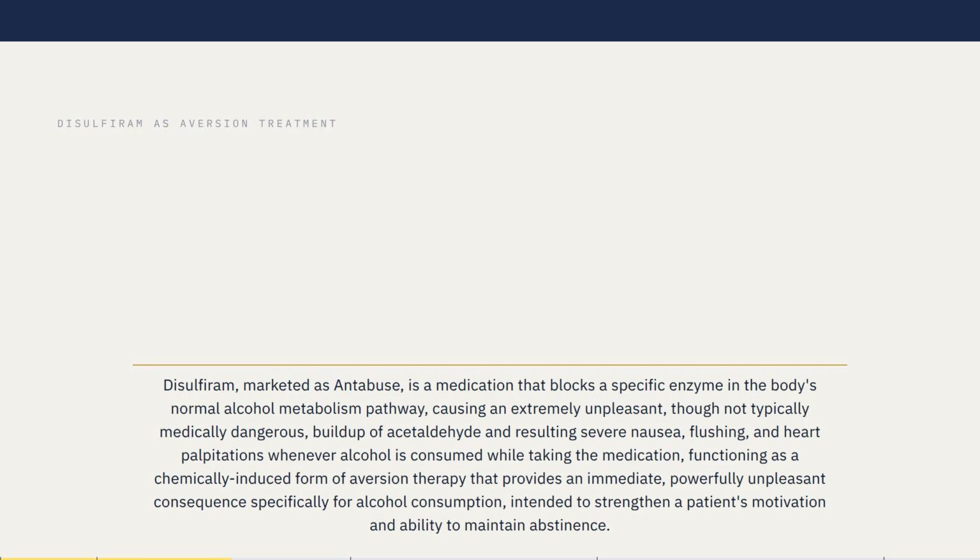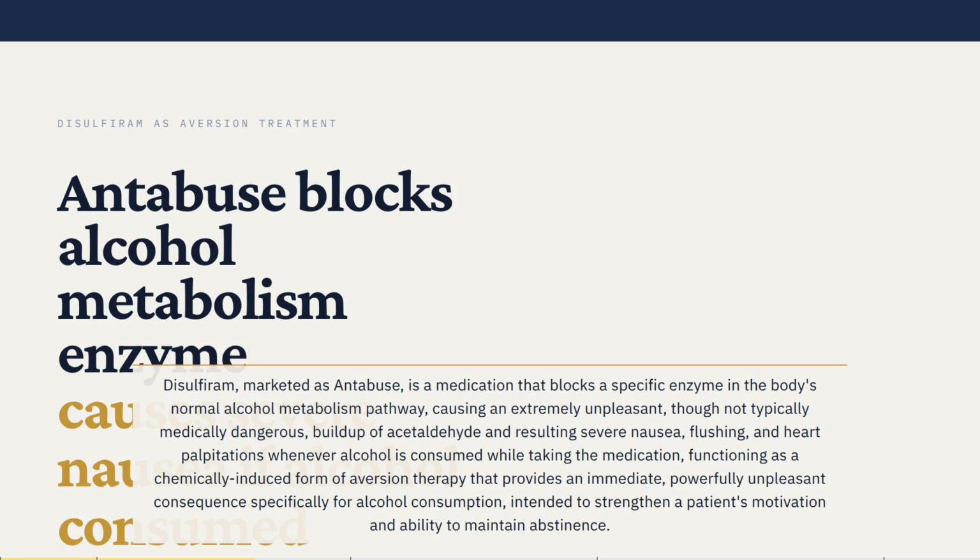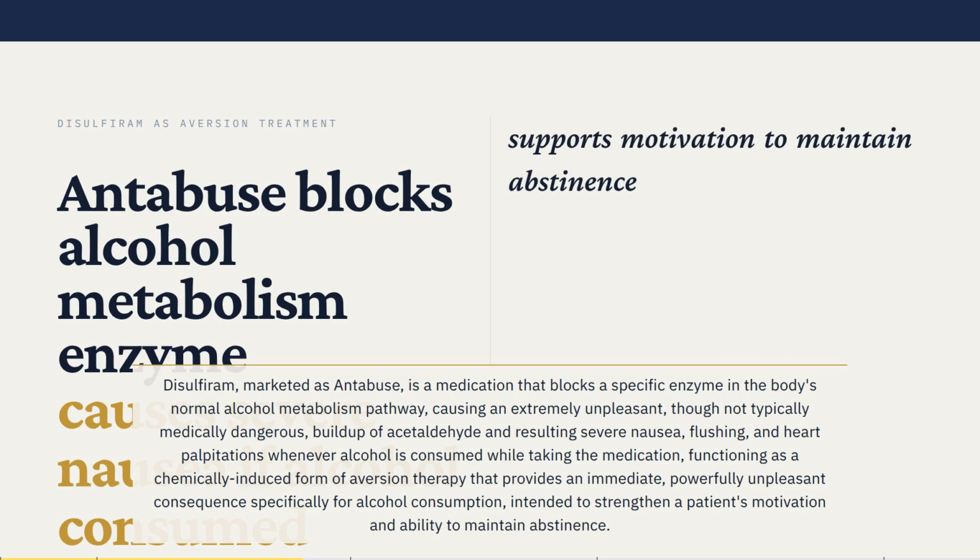Disulfiram, marketed as Antabuse, is a medication that blocks a specific enzyme in the body's normal alcohol metabolism pathway, causing an extremely unpleasant, though not typically medically dangerous, buildup of acetaldehyde and resulting severe nausea, flushing, and heart palpitations whenever alcohol is consumed while taking the medication, functioning as a chemically induced form of aversion therapy that provides an immediate, powerfully unpleasant consequence specifically for alcohol consumption, intended to strengthen a patient's motivation and ability to maintain abstinence.